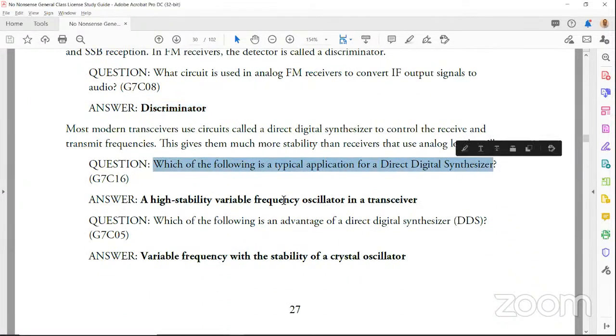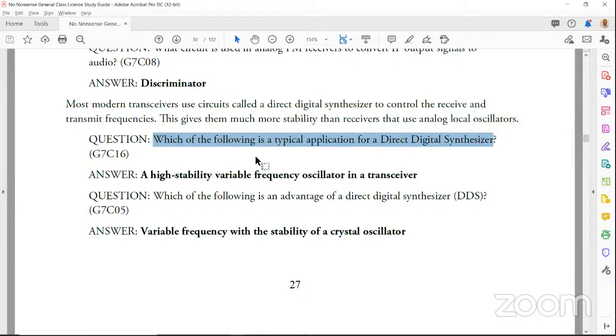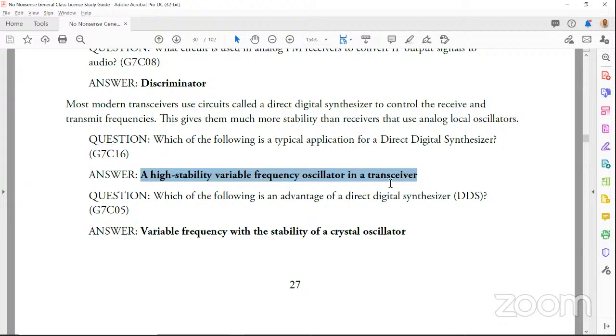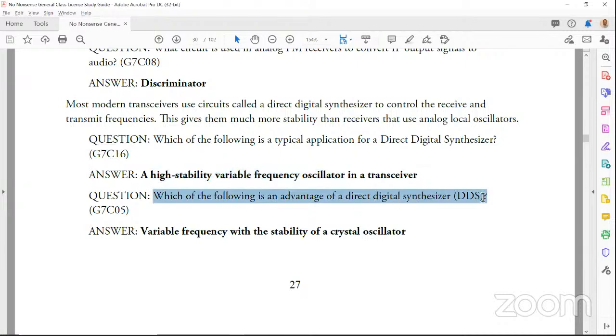Okay, next question in the question pool. Which of the following is a typical application for a DDS, direct digital synthesizer? So if we may recall, the DDS is where we have a crystal that's oscillating and it's very stable because it uses a crystal and so on. Well, the answer to that is a high stability variable frequency oscillator in a transceiver. So that's the typical application for a DDS in your transceiver, but note that it is high stability for variable frequency.